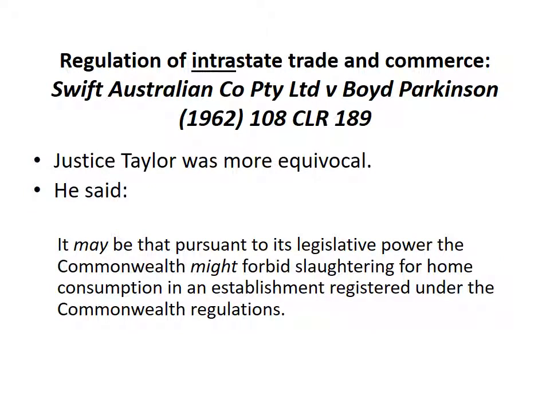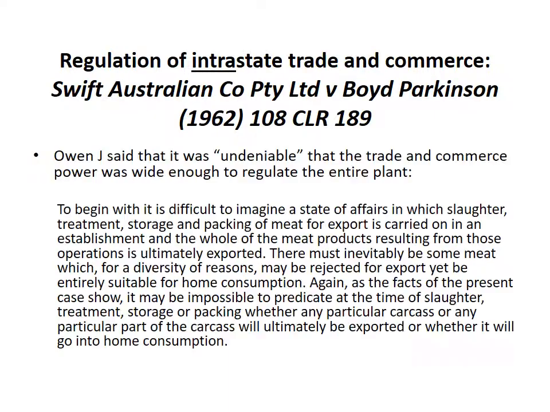Justice Taylor was more equivocal. He said it may be that pursuant to its legislative power, the Commonwealth might forbid slaughtering for home consumption in an establishment registered under the Commonwealth regulations. Justice Owen, however, who dissented from the majority, said that it was undeniable that the trade and commerce power was wide enough to regulate the entire plant.